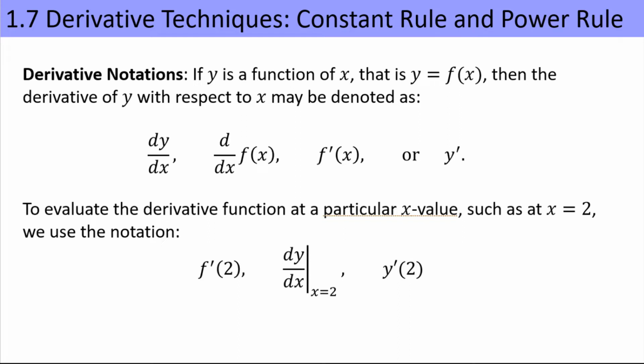To evaluate the derivative function at a particular x value, such as at, say, x equals 2, we use the notation f prime of 2, or dy over dx with a straight vertical bar to the immediate right, and x equals 2 as a subscript, or y prime of 2.